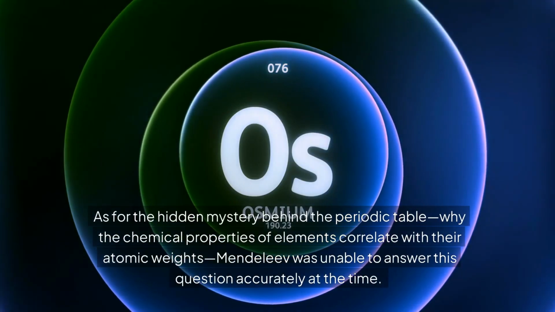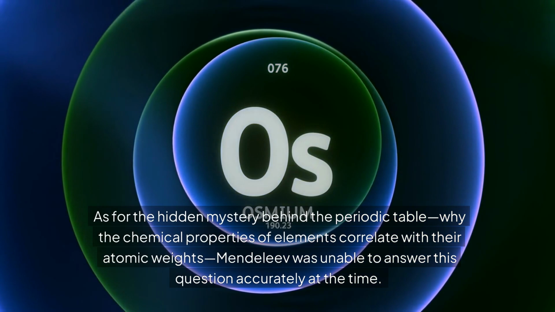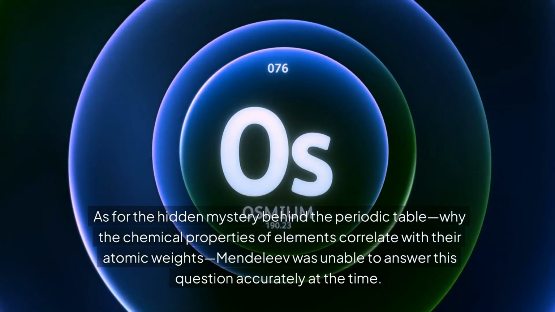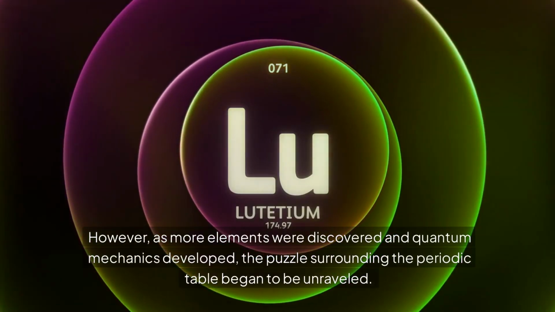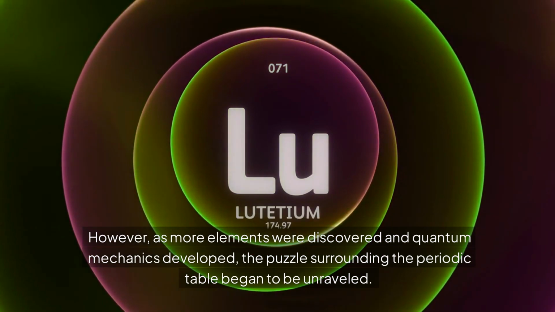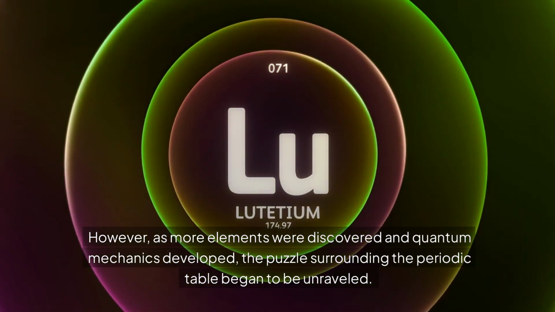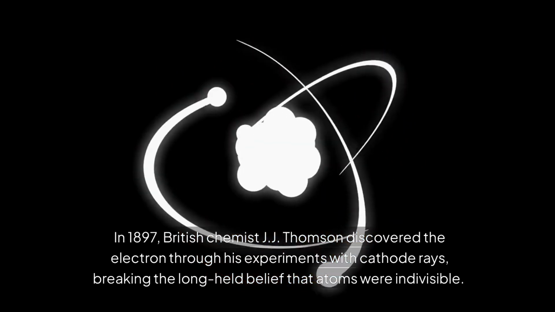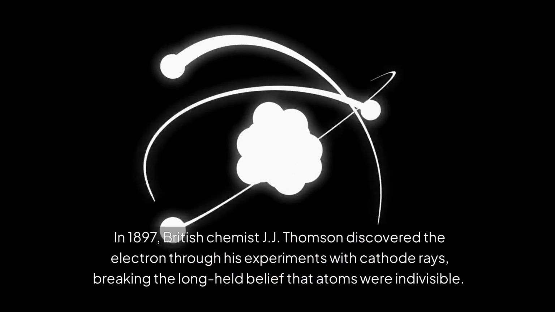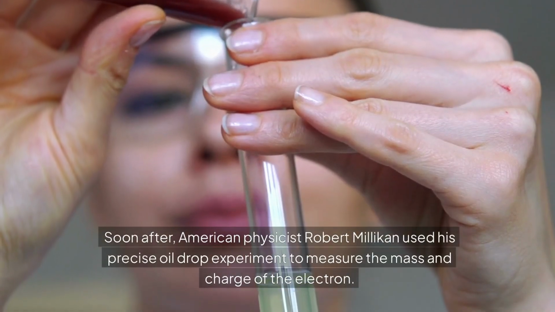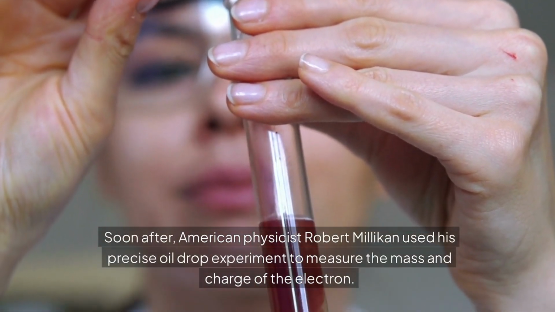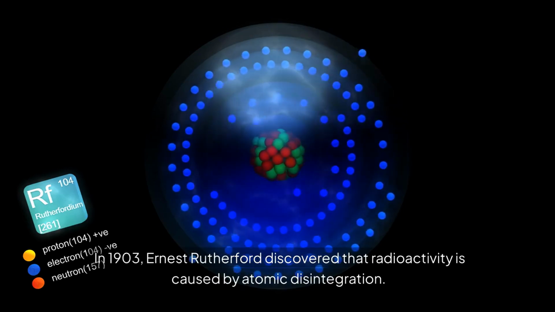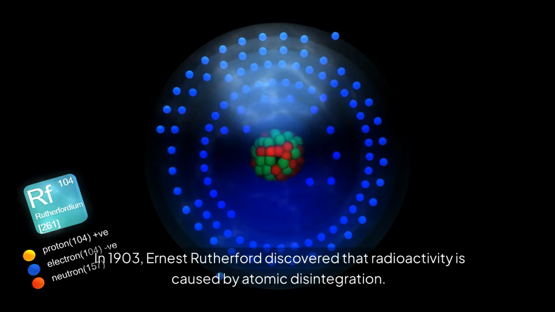As for the hidden mystery behind the periodic table, why the chemical properties of elements correlate with their atomic weights, Mendeleev was unable to answer this question accurately at the time. However, as more elements were discovered and quantum mechanics developed, the puzzle surrounding the periodic table began to be unraveled. In 1897, British chemist J.J. Thomson discovered the electron through his experiments with cathode rays, breaking the long-held belief that atoms were indivisible. Soon after, American physicist Robert Millikan used his precise oil drop experiment to measure the mass and charge of the electron. In 1903, Ernest Rutherford discovered that radioactivity is caused by atomic disintegration.